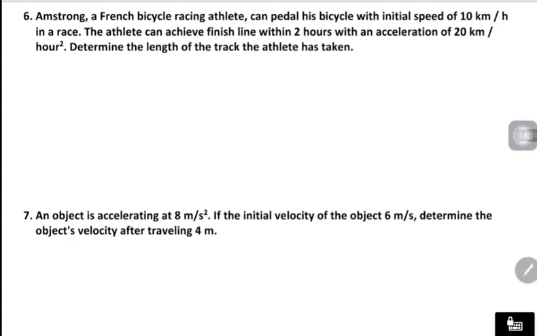Okay, we see the known quantities. Initial speed Vi is 10 km per hour. Time is 2 hours. Acceleration is 20 km per hour squared. And the question, the length of the track, is the distance.